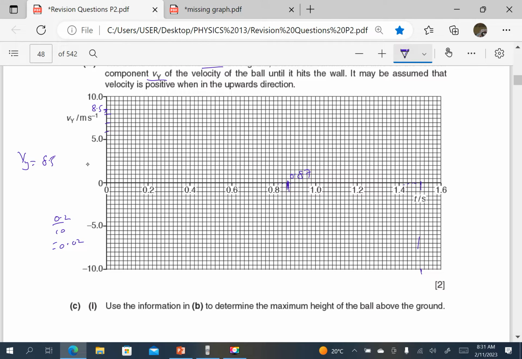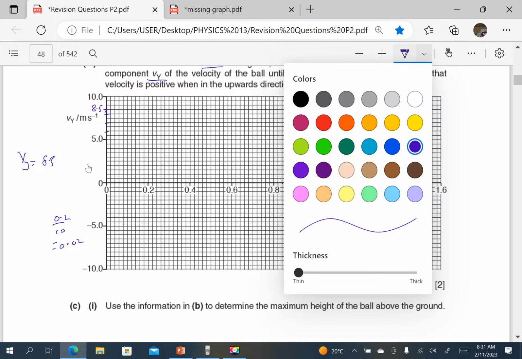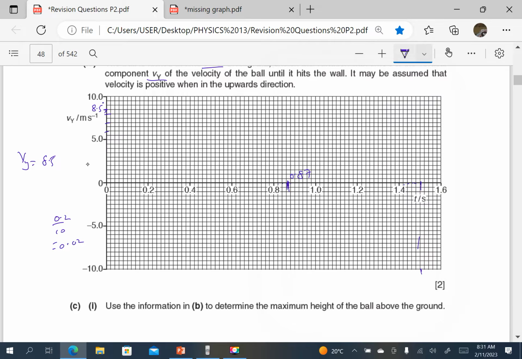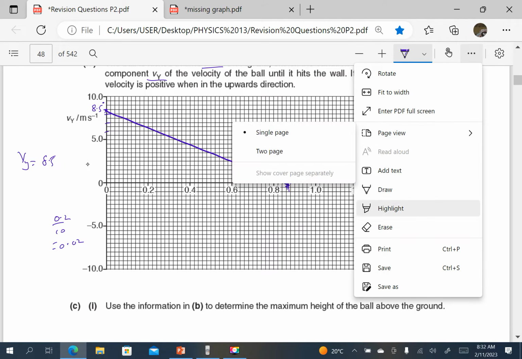So we shall draw a straight line which starts from 8.5. I will increase the thickness. We shall draw a straight line which starts from 8.5. It goes through 0.87. That's when the graph goes to 0. You can draw a better graph. It is not very easy to sketch on a computer.